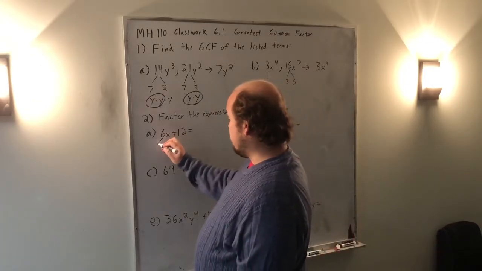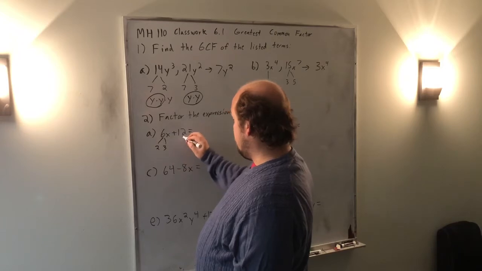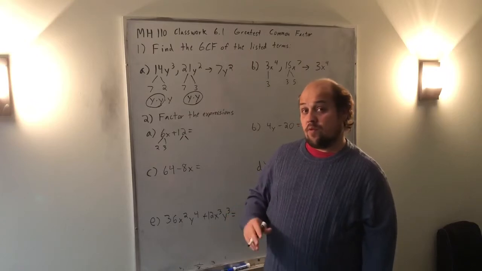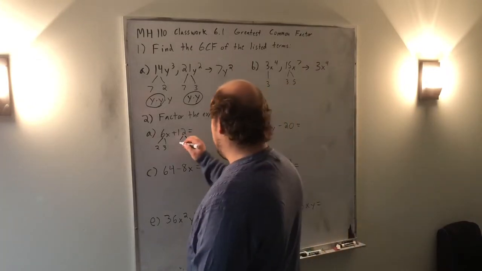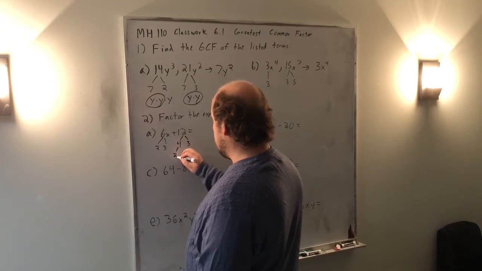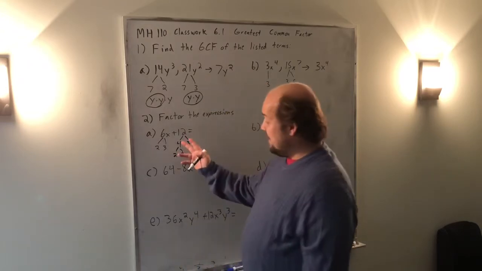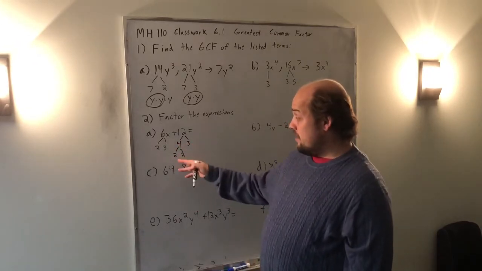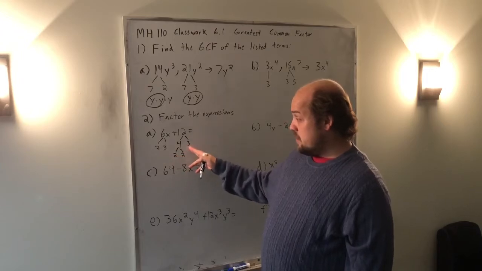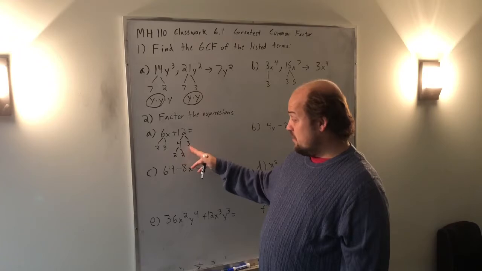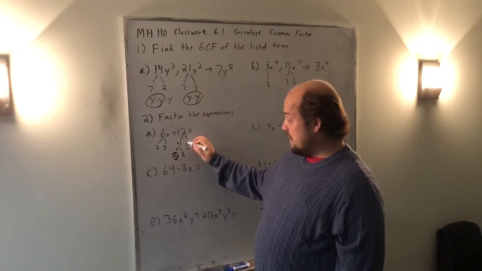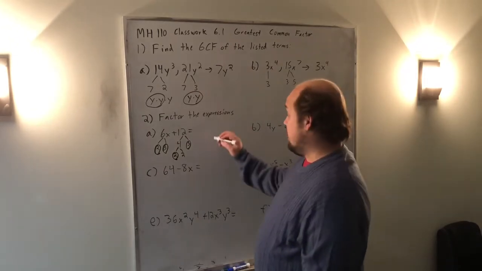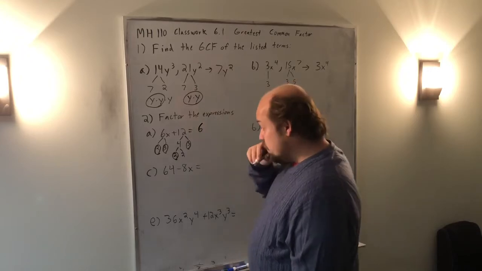6x and 12, if I factor 6, I get 2 and 3. If I factor 12, there's two different ways I can look at it. I can either look at it as 6 times 2 or 4 times 3. If I do it as 4 times 3, the 4 would break down into 2 times 2. If I'd done it as 6 times 2, the 6 would break down into 2 times 3. Either way that I do it, I end up with 2 times 2 times 3. 2 times 3 and 2 times 2 times 3, well, the common factors that I can take out are 2 times 3 that appears in both of them. So I can pull out a 6, 2 times 3.